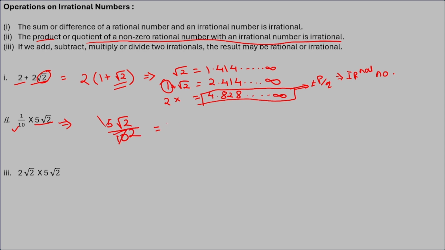So consider again the same thing. Root 2 is 1.414 and it will go till infinity, and we will divide it by 2. When you divide it by 2, it will be 0.707 and it will go till infinity. Simple. So you can still say you cannot write it in p by q form, right? That's why it is an irrational number.